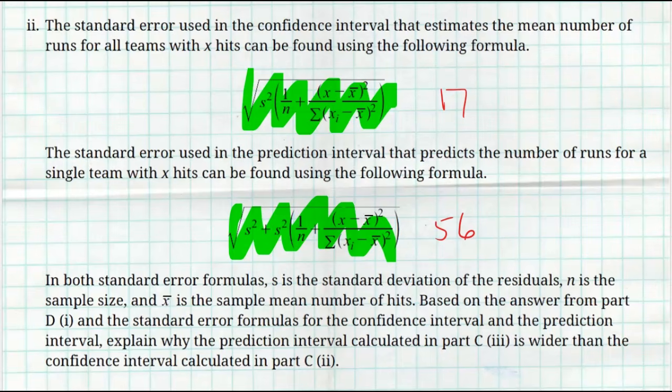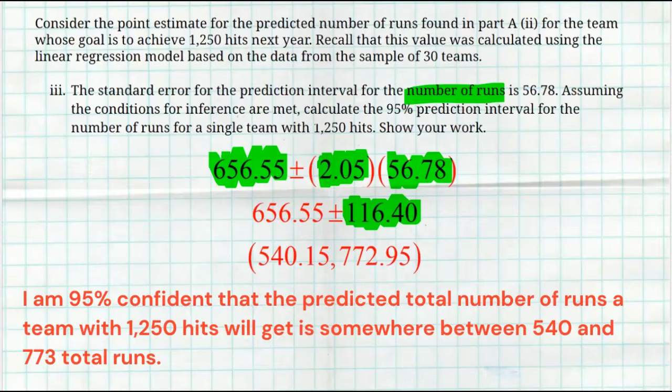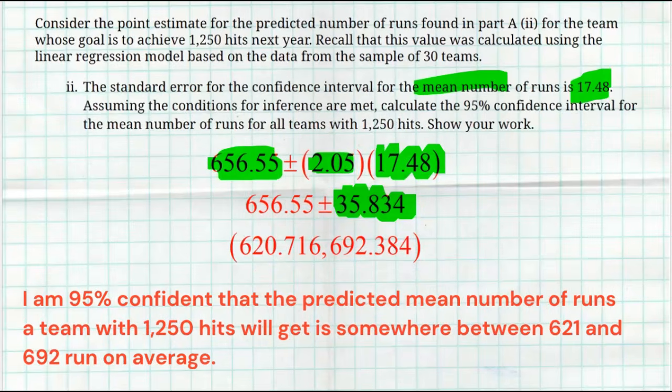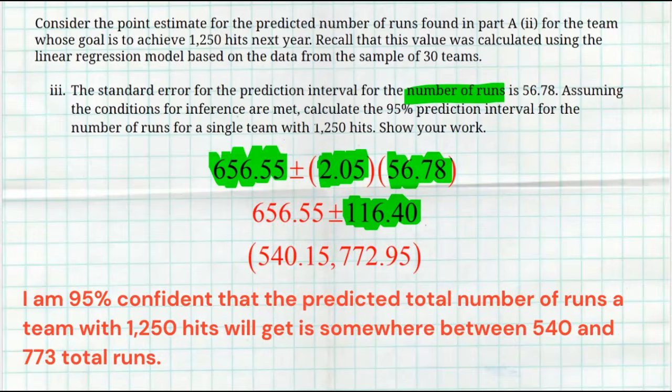Listen, all they're trying to do is say, hey, go back and notice that this interval for the total number of runs for a single team was wider than this interval looking at the mean number of runs for all the teams. Well, that's because the mean is always going to vary less. So no wonder the interval for the mean is a smaller interval, which means it's more narrow or more accurate. And an interval for the total number of runs for a single team, well, a single team could vary a lot more because it's a single team. We're not looking at the mean of a sample, and that's why it's wider, being a little bit less predictable.